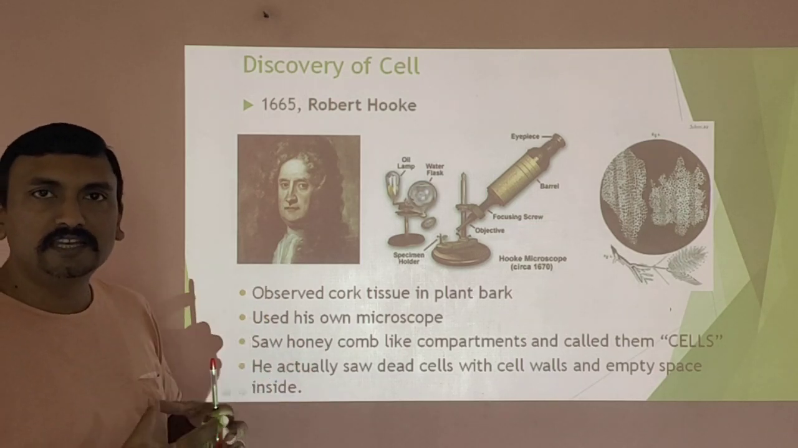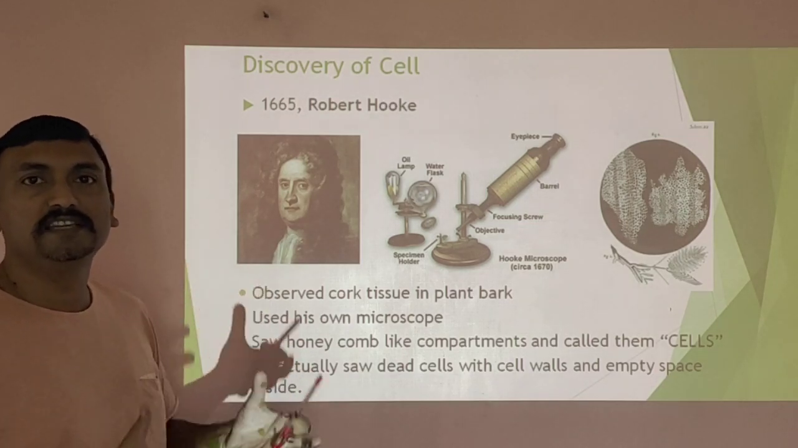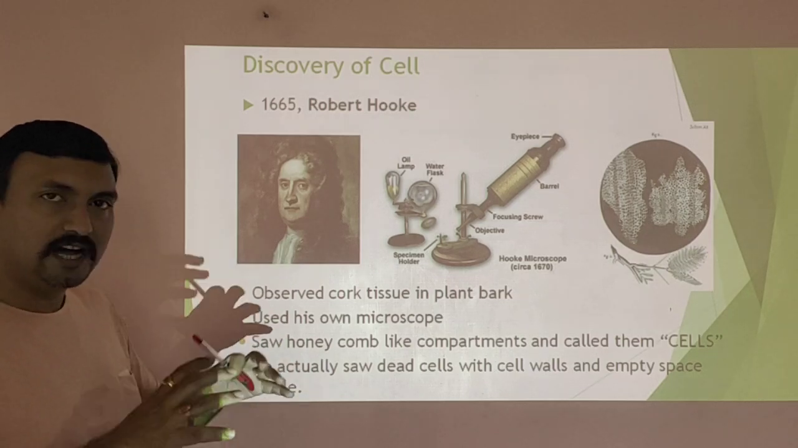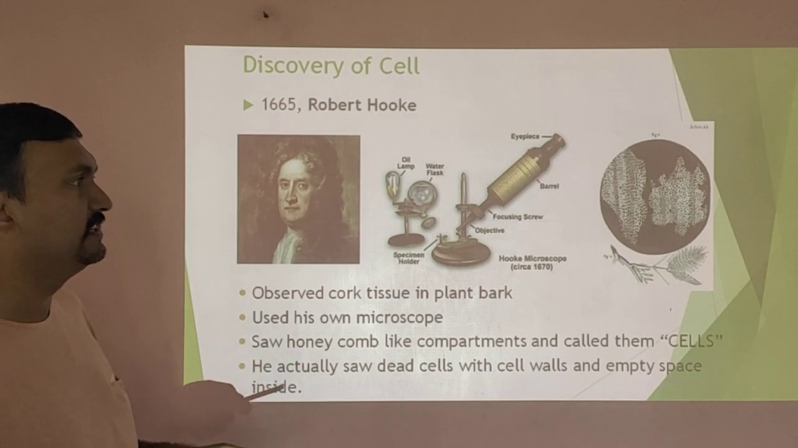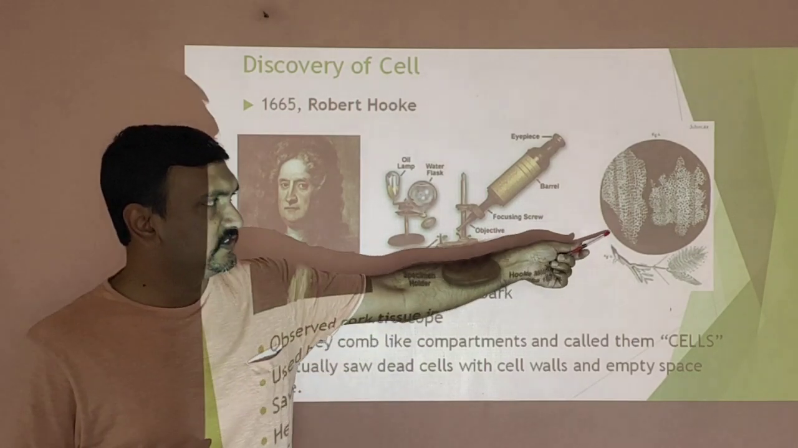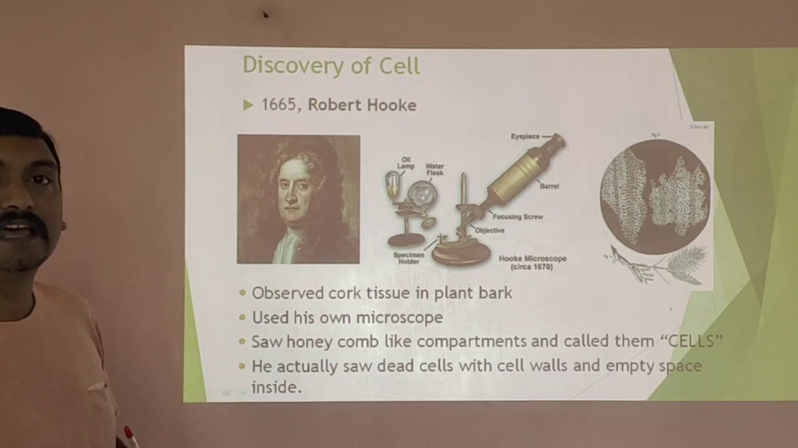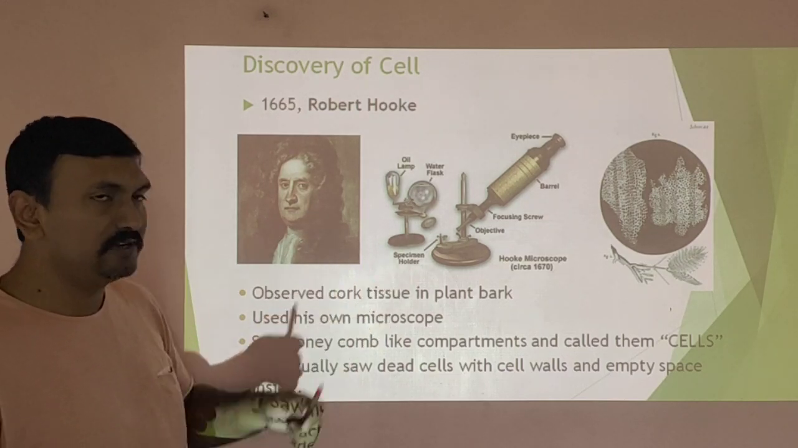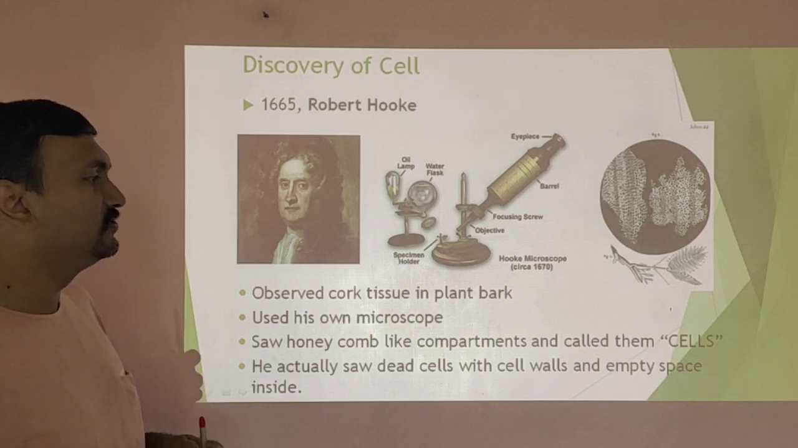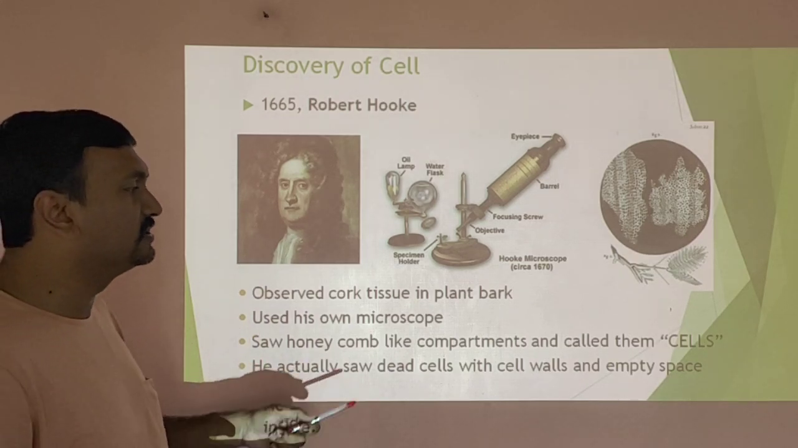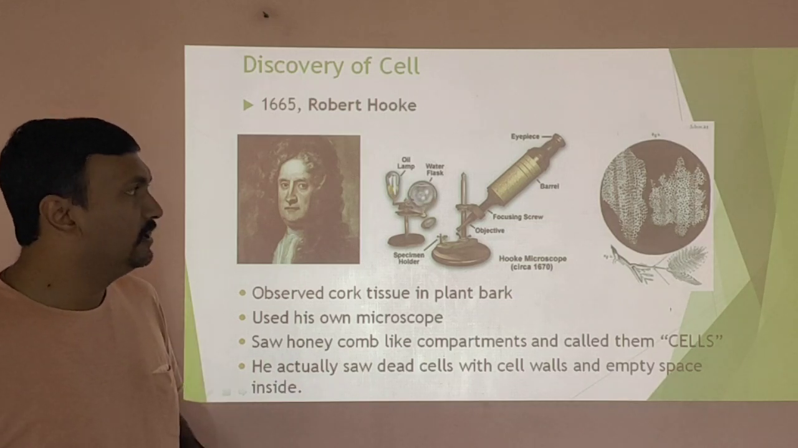Now, when you see a dead tissue, you won't see anything inside. You will simply see the outer boundaries. So he could see the outer walls or the boundaries of the cells, which appeared as a honeycomb-like structure, and therefore he called them compartments because they appeared like small compartments. These compartments he called in Latin as cellulae, from where the word cells came into picture.